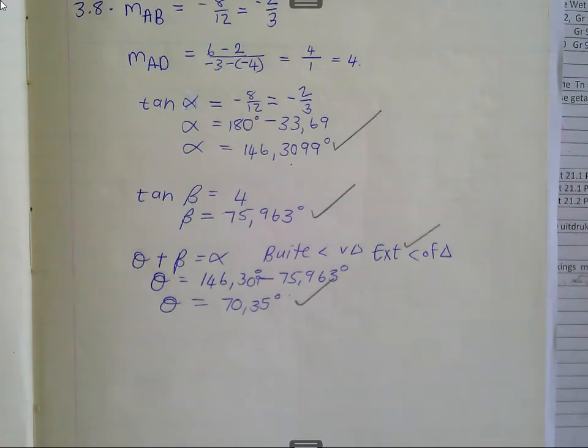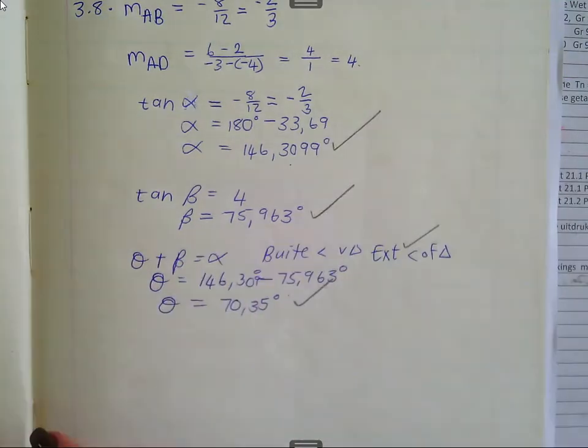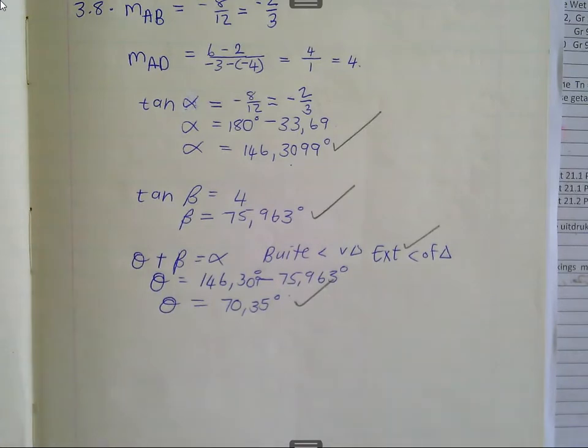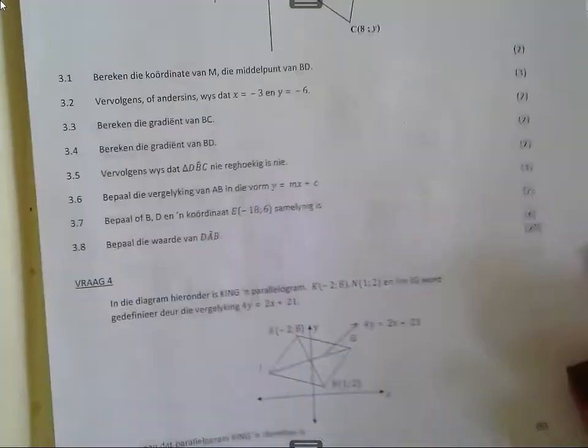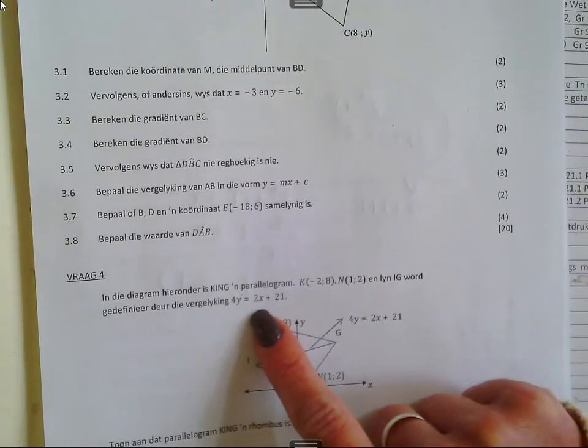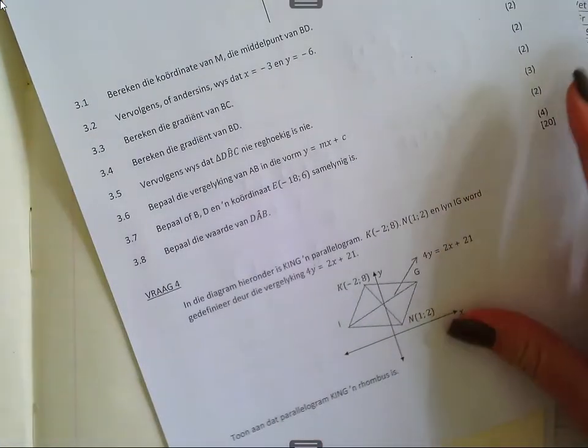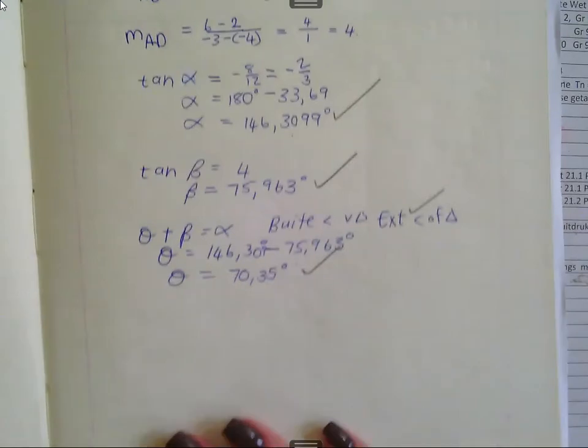Okay, you all done? Right, let's do some planning with question 4. They said the diagram KING is a parallelogram. Then you got K and N's coordinates, and the line IG's equation is given by 4y equals 2x plus 21. When you read that equation, does it bother you? Why? It's not in standard form.